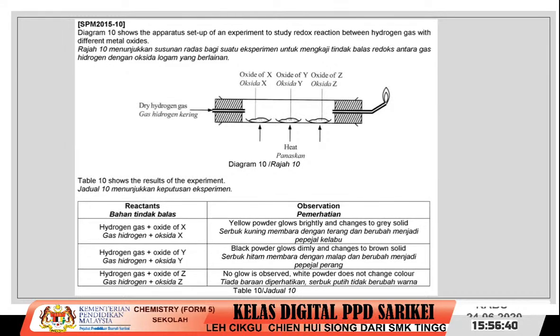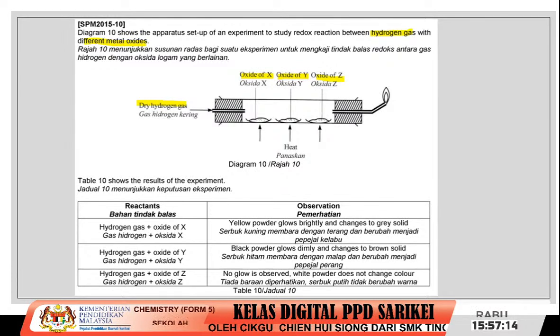Question 10, SPM 2015. Diagram 10 shows the apparatus set out for an experiment to study the redox reaction between hydrogen gas and different metal oxides. So in this diagram, you can see the oxides of X, Y, and Z. And then we pass dry hydrogen gas through the hot metal oxide.